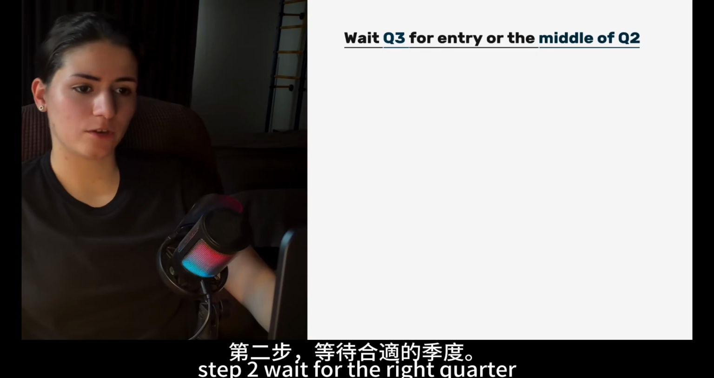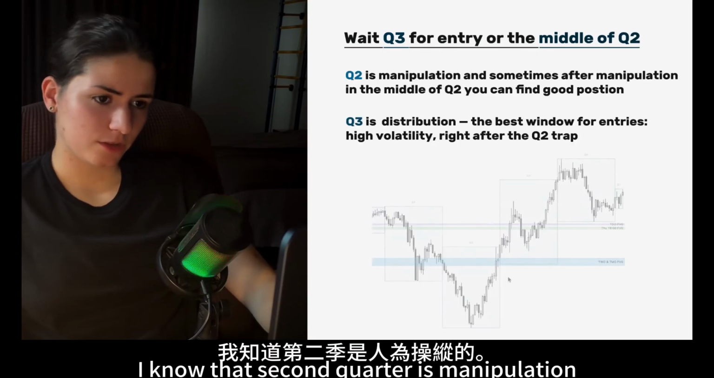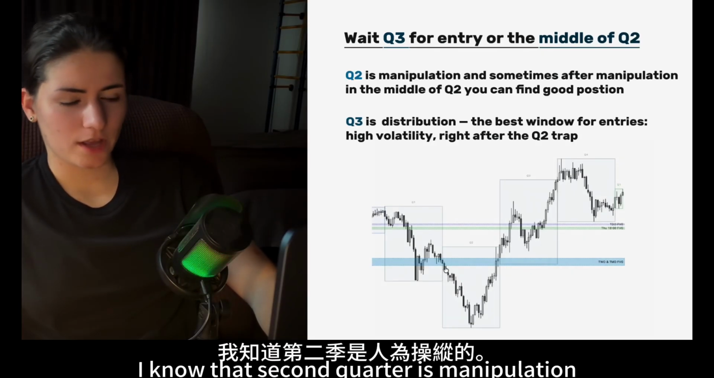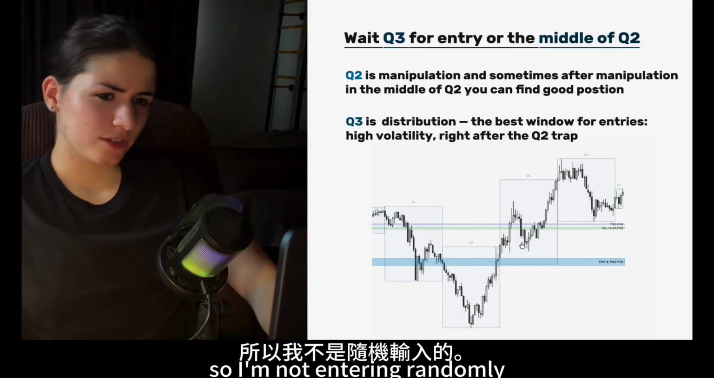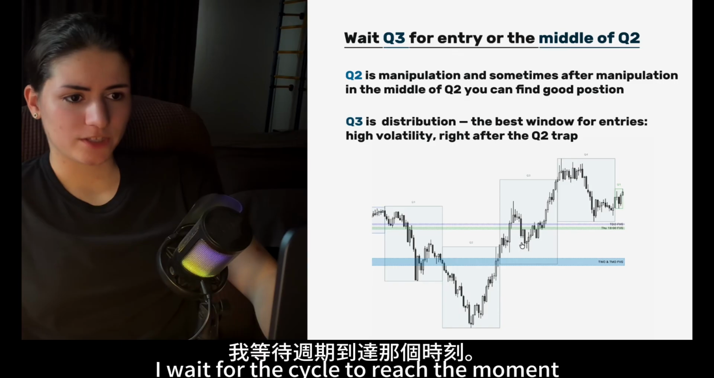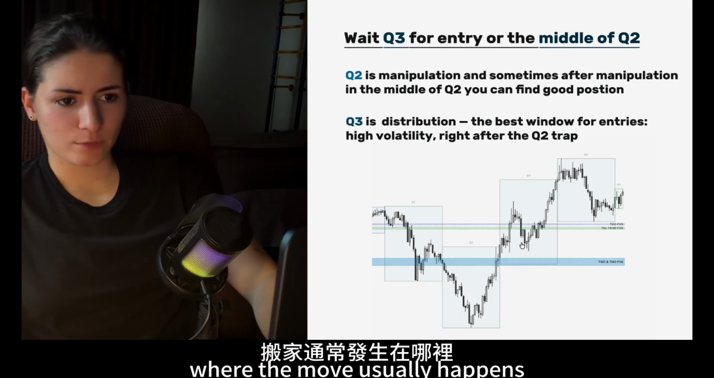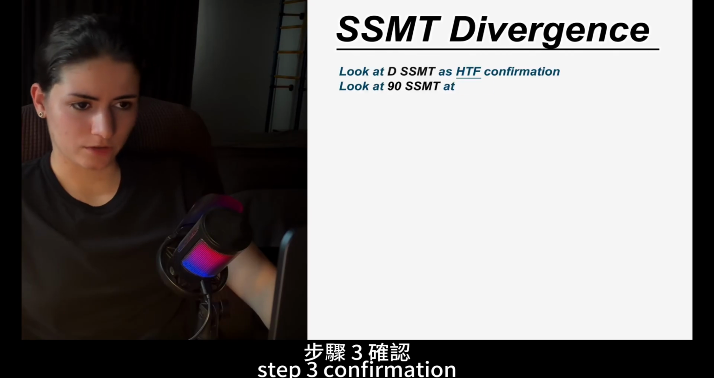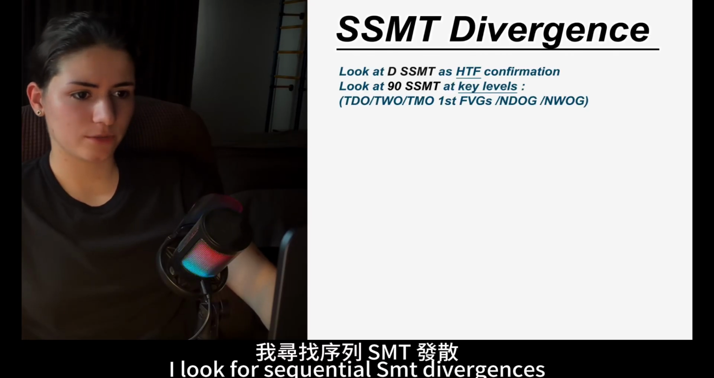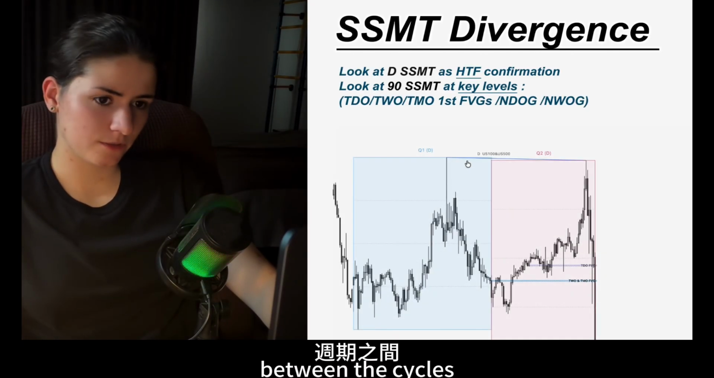Step 2. Wait for the right quarter. I know that the second quarter is manipulation, and the third quarter is the real move. So I'm not entering randomly. I wait for the cycle to reach the moment where the move usually happens. Step 3. Confirmation. I look for sequential SMT divergence between the cycles.